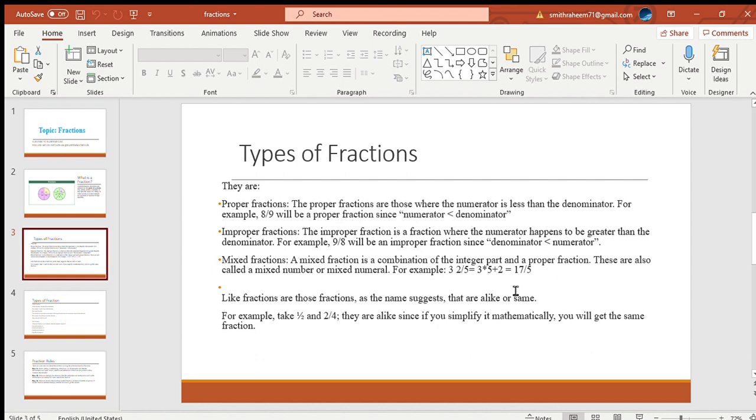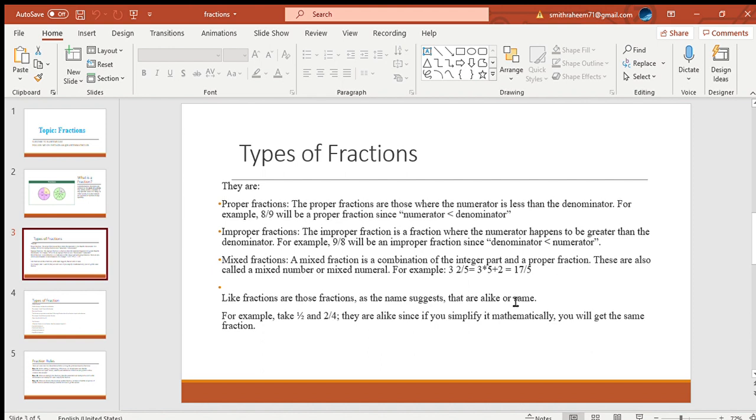To get it as an improper fraction, we have to multiply. So we multiply the 3 and the 5 and we add the 2. So 3 times 5 gives us 15, plus 2, 17 over 5. That's how you turn a mixed fraction into an improper fraction, where the numerator is greater than the denominator. And the denominator in this case is 5.